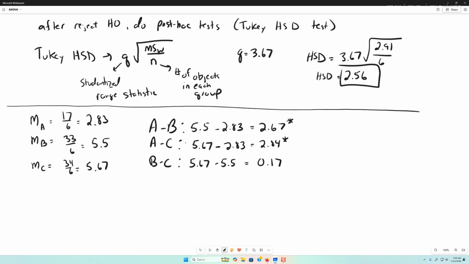So there were two significant comparisons. A and B are different. A and C are different, but B and C are not different at the 0.05 level. And you're done with the problem now. Many steps later, you are done.